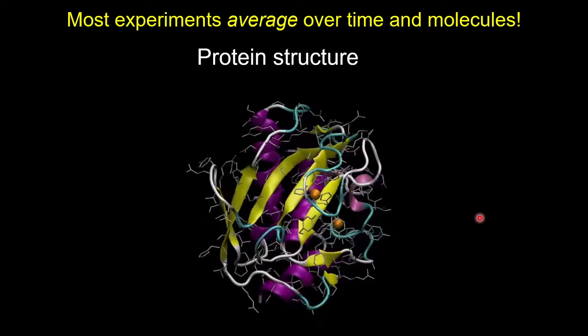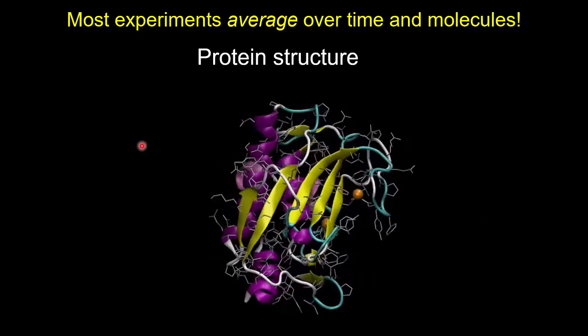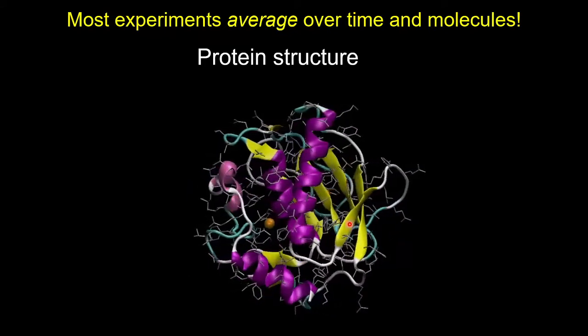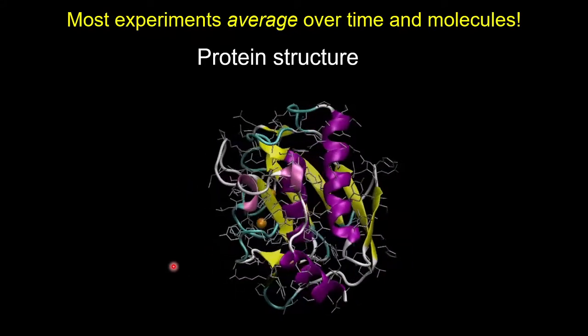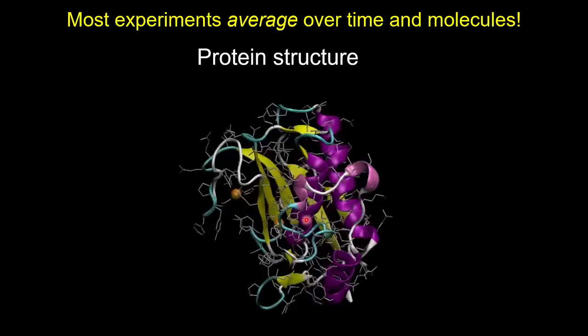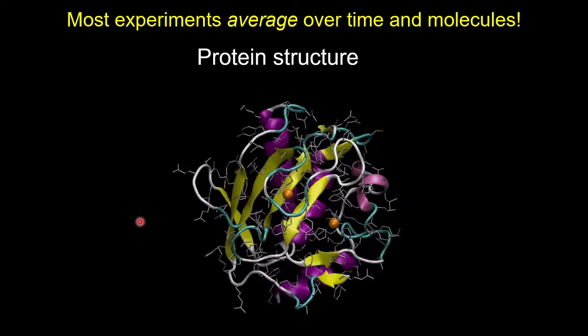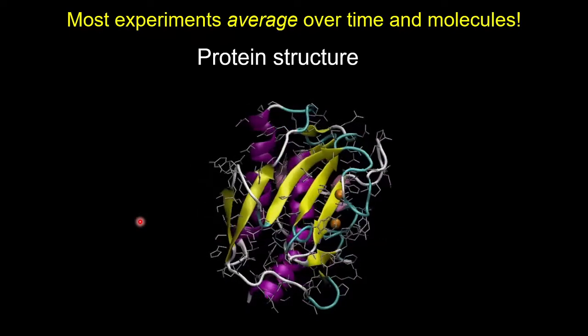So we typically start with a structure that is an average, like this one here, a high resolution structure of a protein. We often use these ribbon diagrams to show us the overall shape of the polymer chain. And so you see these purple helices and these yellow sheets, and they just tell us how it's organized in space. And that's great.